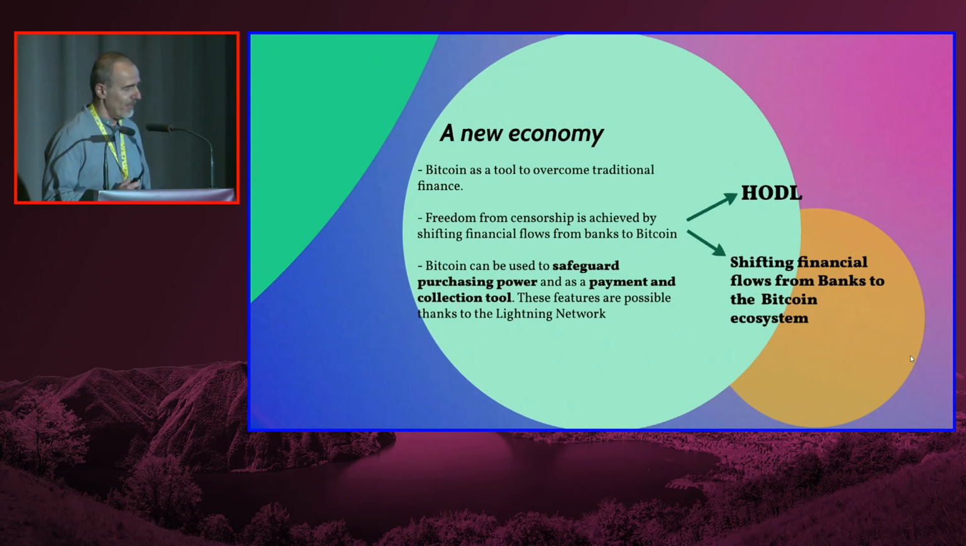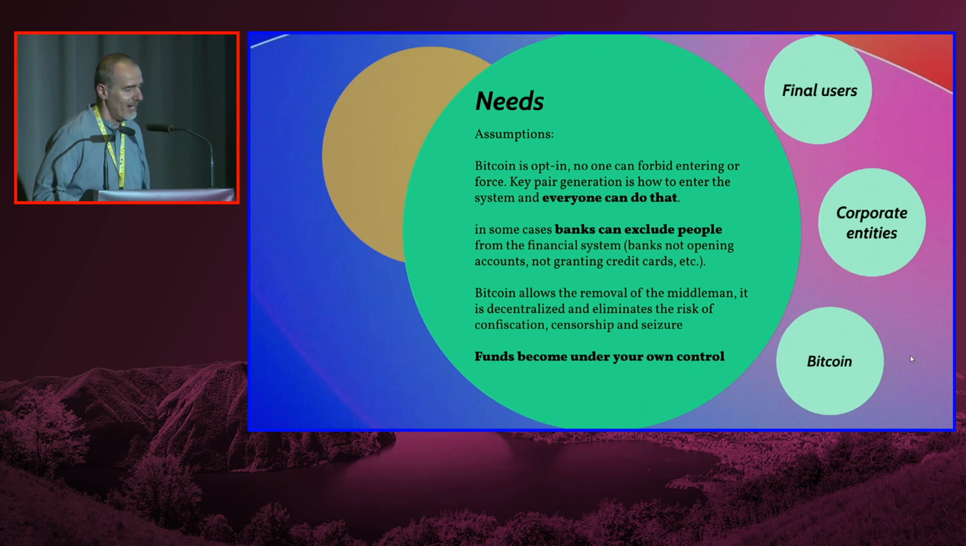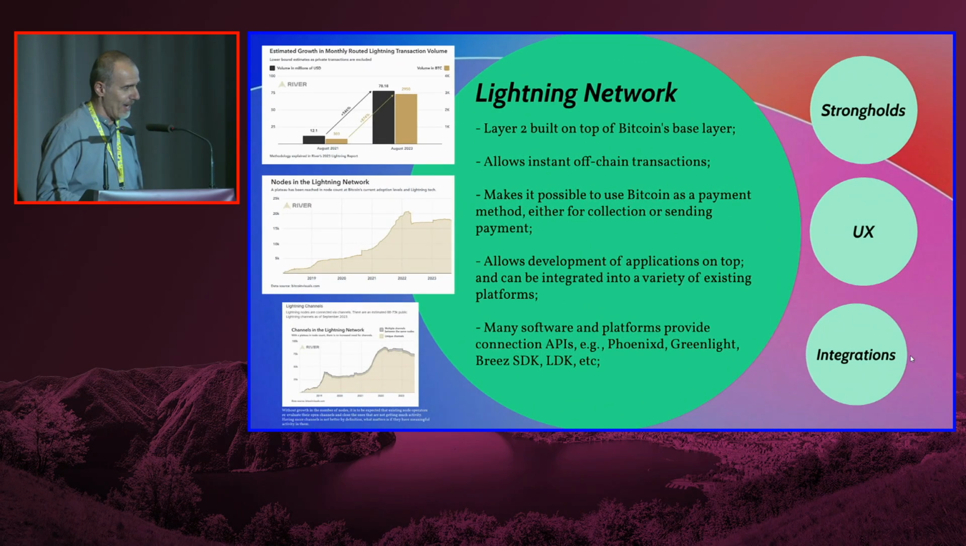So Bitcoin is a new economy where we can hodl, so we can use Bitcoin to safeguard purchasing power, but also we can shift the financial flows from banks to the economic system in Bitcoin by using the Lightning Network. And this is what we do when we are interested in the Lightning Network and we use it in day-to-day spending. So some words about the Lightning Network and its evolution in the last years.